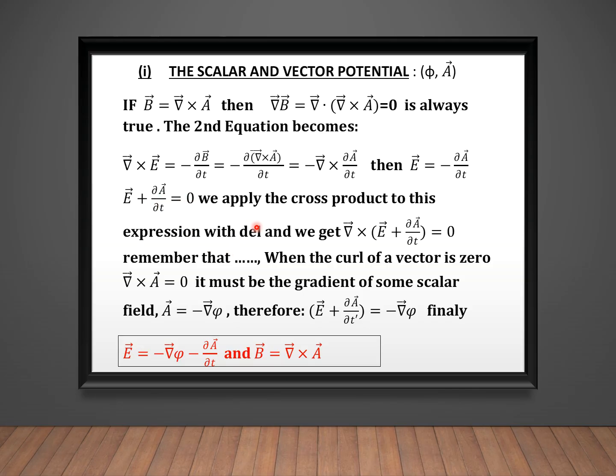Now, if we apply the cross product with del to this expression, we get this. And remember that when the curl of a vector is 0, it must be the gradient of some scalar field, equal to minus del phi. Therefore, this expression must be equal to minus del phi. And the electric field and magnetic field, in terms of the scalar and vector potential, have this expression.